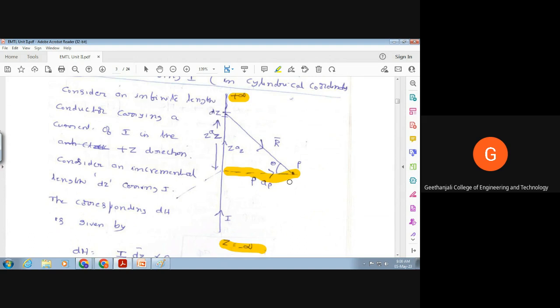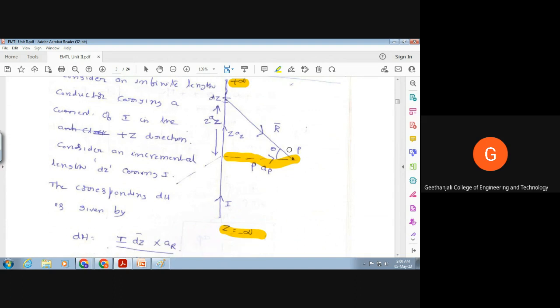Now what I am going to do is, let us consider at a distance of z meters above the z equal to 0 plane, the xy plane, a differential length dz. This carries a current of I. So I dz is a differential current element. The idea is, if you can find the differential magnetic field intensity at point P because of this I dz, you get one expression. Integrate that expression with the respective limits, z equal to minus infinity to z equal to plus infinity, so that you get the total magnetic field intensity.